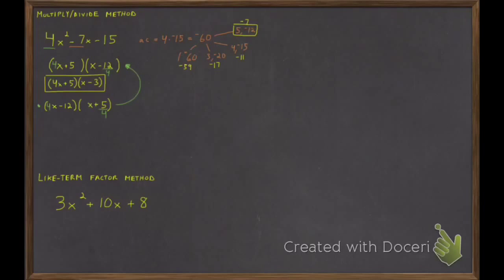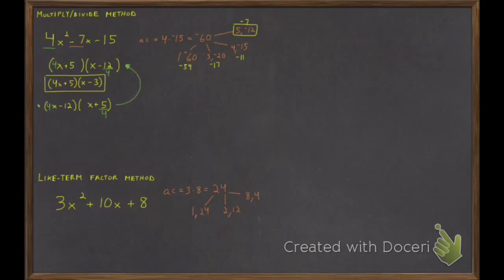Alright? Now let's do the like-term factor method. This method starts the exact same way with the AC method. So we have AC, and we see that our A is 3 and our C is 8. Again, there is an A term that's not 1. That's why we're using these methods. The A term is not 1 anymore. So it's 3 times 8, and we see that that equals 24. So what are our factors of 24 that sum to 10? Well, let's list a couple. We have 1 and 24. We have 2 and 12. We have 8 and 4.